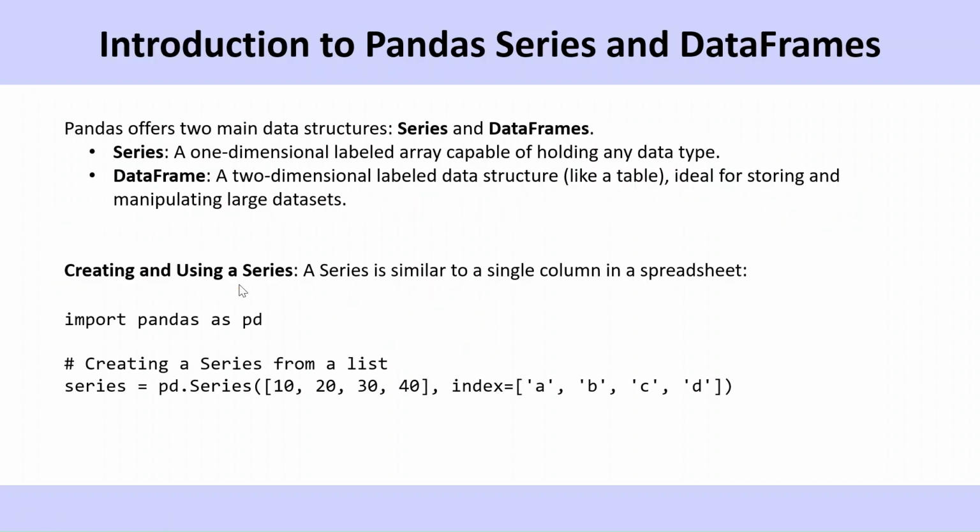Now, introduction to Pandas. Pandas offers 2 main data structures, that are Series and DataFrames. Series are one-dimensional labeled arrays capable of holding any data type. And a DataFrame is a 2D labeled data structure. You can consider it as a table that is ideal for storing and manipulating large datasets. Firstly, we should know how to create a series.